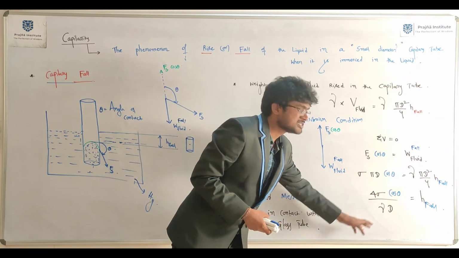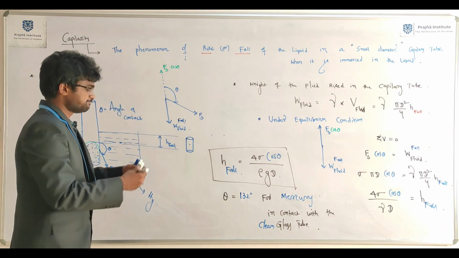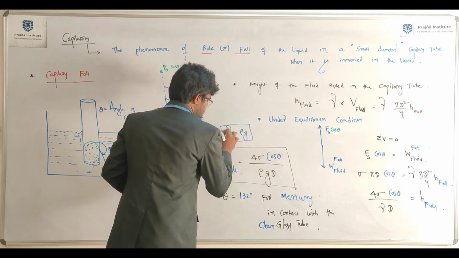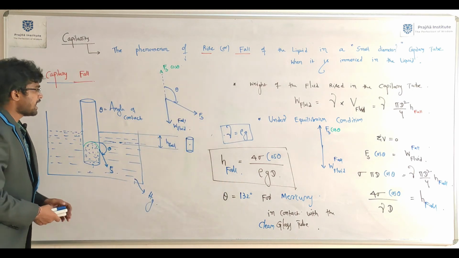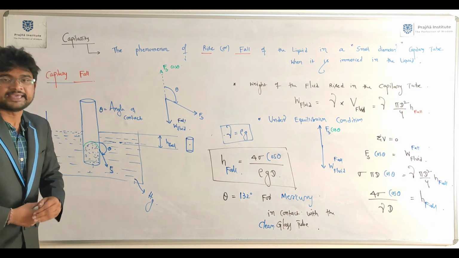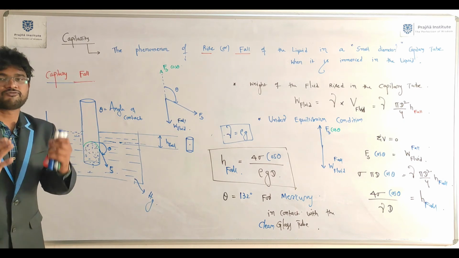You can replace specific weight with rho g, we know that gamma equal to rho g. This is the H fall in case of a capillary tube immersed in the mercury. Okay, so theta equal to 132 degrees. This is all about capillary fall.